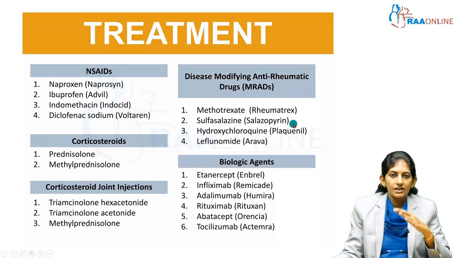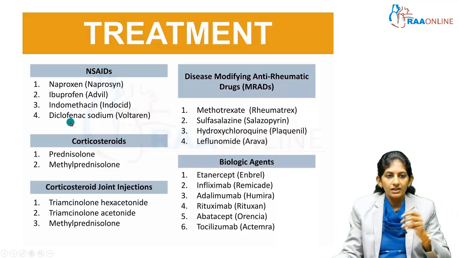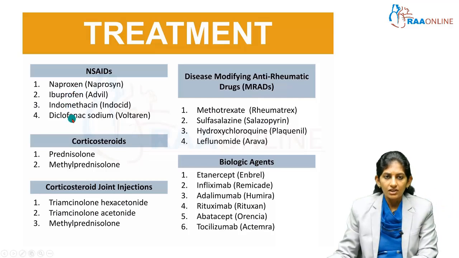So we start with NSAIDs. The most common NSAIDs will be naproxen, ibuprofen, diclofenac and indomethacin. Corticosteroids can be given, which are prednisolone or methylprednisolone. For joint injections of corticosteroids, mostly we use triamcinolone.